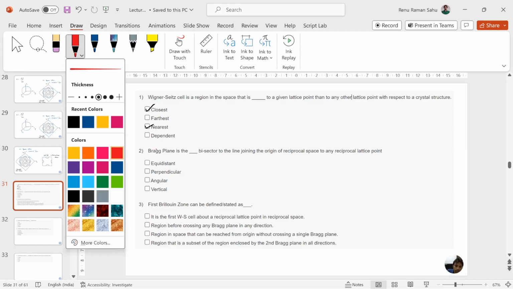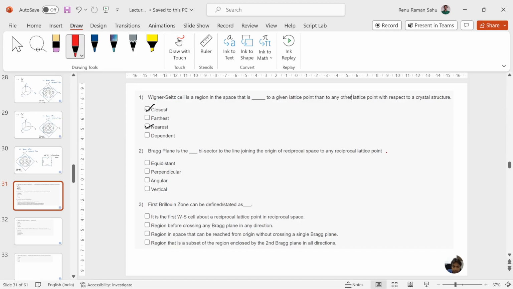Okay. What about the second question? The Bragg plane is the perpendicular bisector to the line joining the origin and any reciprocal lattice point. Perpendicular bisector. Correct. What about the third question? It can be stated as the first Wigner cell. That is correct. Region in space that can be reached from the origin without crossing any Bragg plane in any direction. Yeah, perfect. Region in space that can be reached from the origin without crossing, that is not correct. We have to cross the Bragg plane anyway, right? So this is the first Brillouin zone.